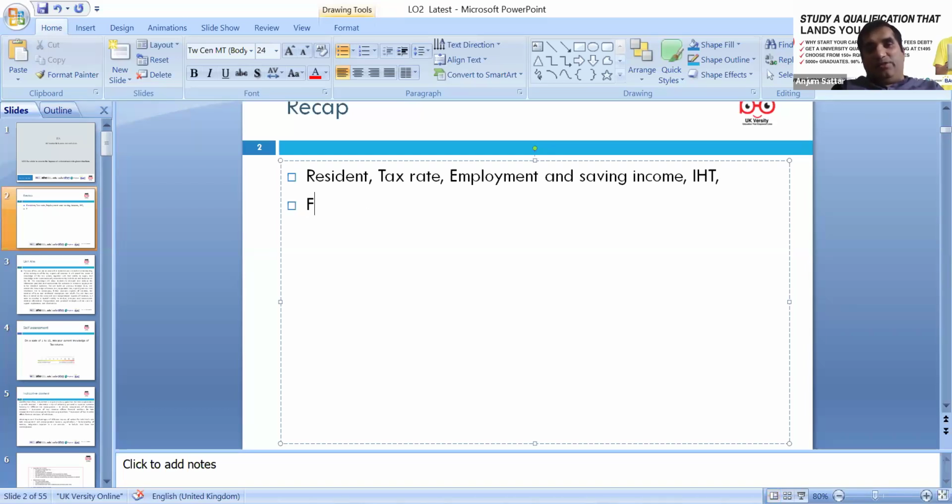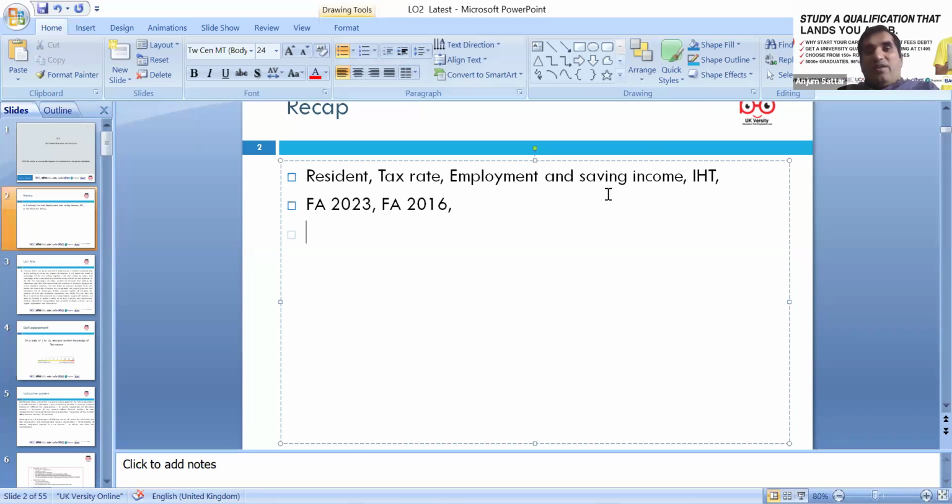Then we linked to the Finance Act 2023. A couple of slides were showing older rates, which we tried to rectify and use the latest Finance Act, which is better to use. But I demonstrated how we can apply the Finance Act 2023 rates.